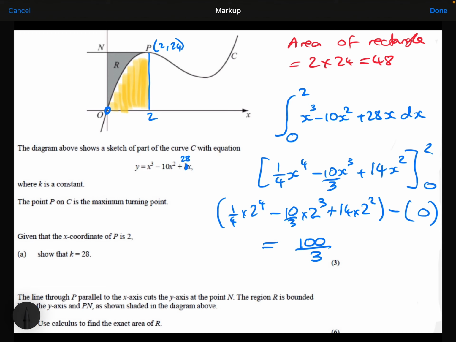So therefore I can now say that the area of R is going to be the rectangle, which was 48, take away the area underneath the curve, and that gives me 44/3 as the area of R.